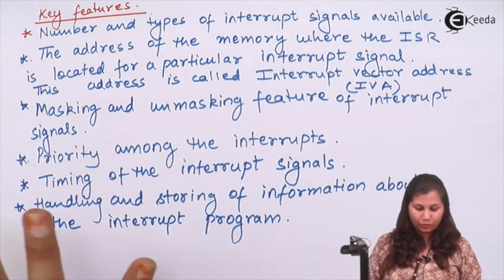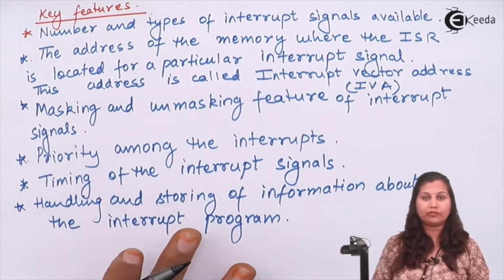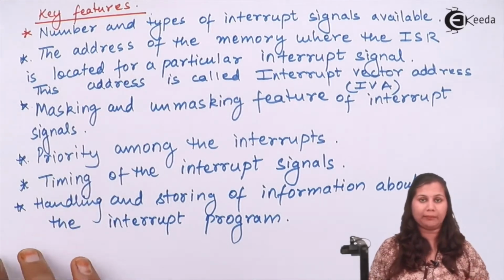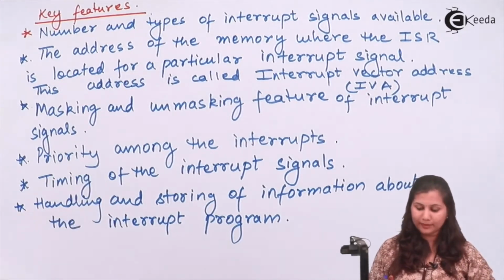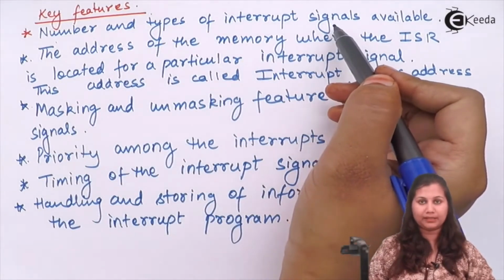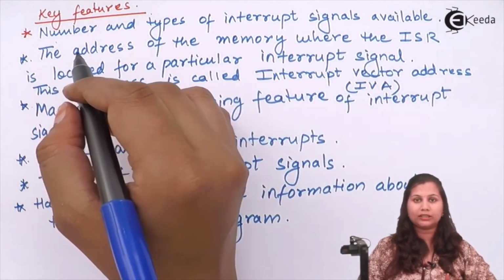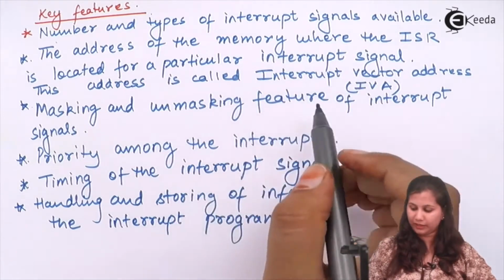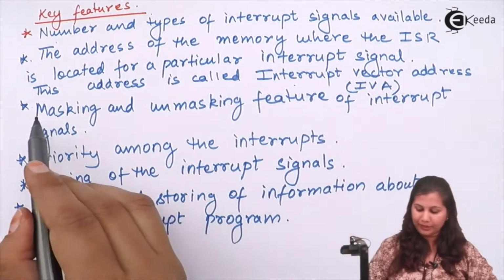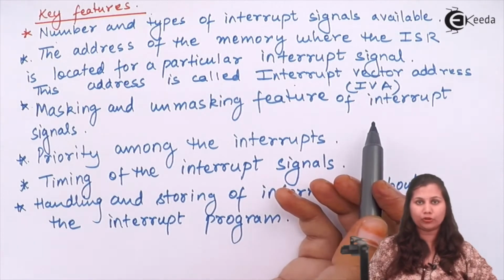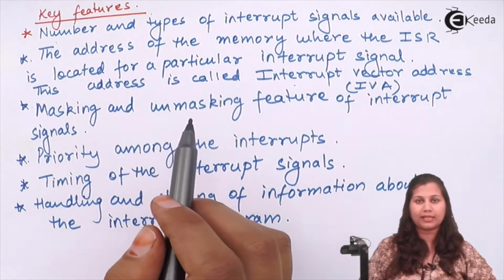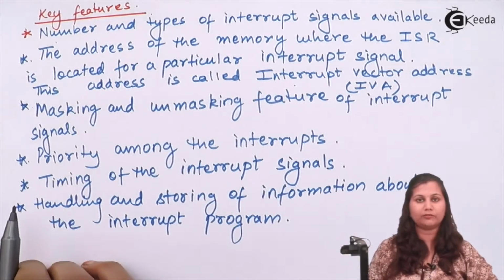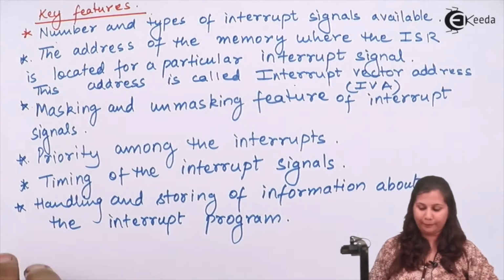So the processor should know these key features of the interrupt signal in any microprocessor. These key features should be kept in mind whenever we are dealing with interrupts. First is the number and types of the interrupt signals available, how many interrupts and what are their types. Then the address of the memory where the interrupt service routine has been written, that is, we should know the interrupt vector address. Then masking and unmasking features should also be known, which of the interrupts can be masked and which cannot be. Priority should also be known, and the timing, handling and storing of the information about the interrupt program.